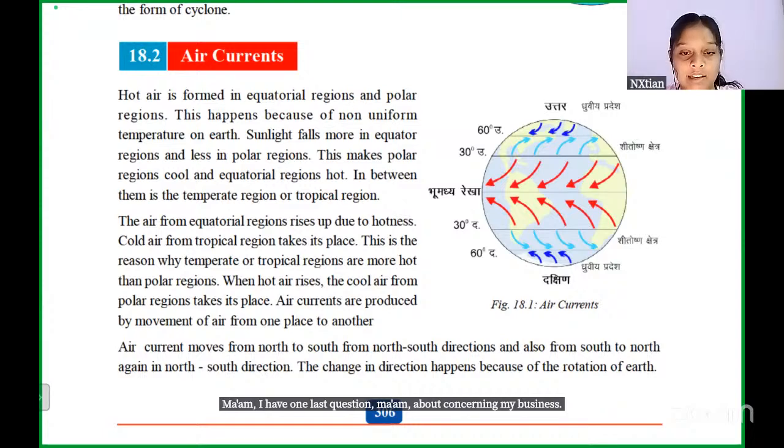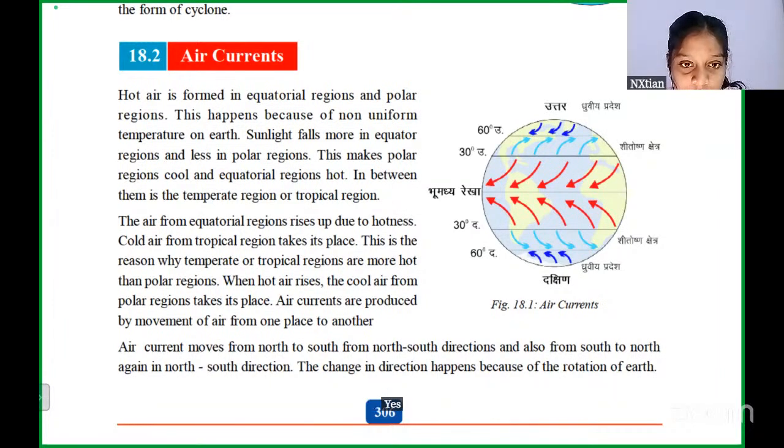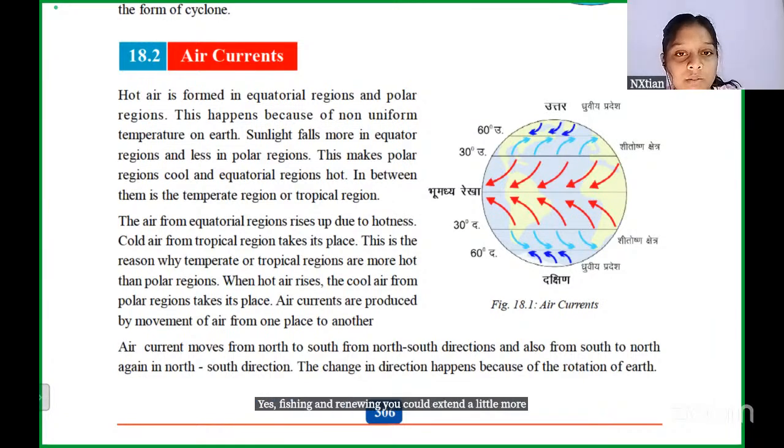Yes, the last question was a 10 marks question. You gave me 9 marks for it. Did you deduct that 1 mark because I had to expand a little more? Yes, threshing and winnowing, you could extend a little more. So for that only I deducted 1 mark. Besides that, it was okay. Your answer was good. Question 8 also you deducted 1.5 marks.